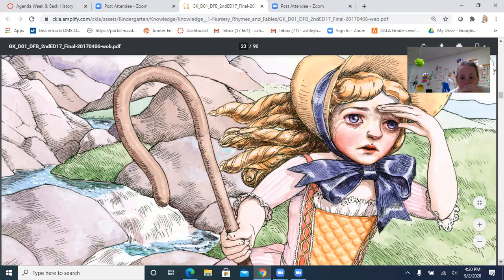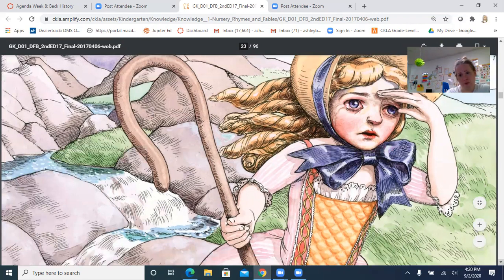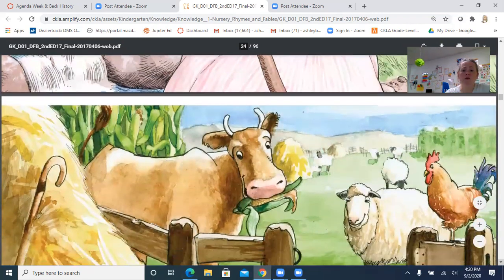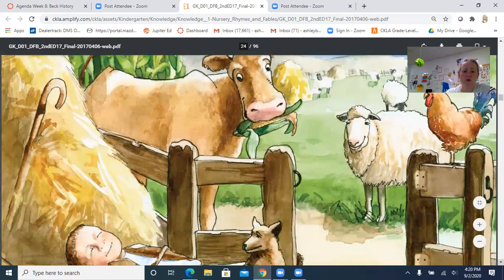Let's see. They're both in green grass. The setting's a little bit different for Little Bo Peep because she's got water and looks like she's got some mountains. And then I think another different thing would be Little Bo Peep only has sheep in her story. In this story, Little Boy Blue, we have a cow, a sheep, a chicken, and a dog. I think that dog is looking at him and wondering what he's doing.